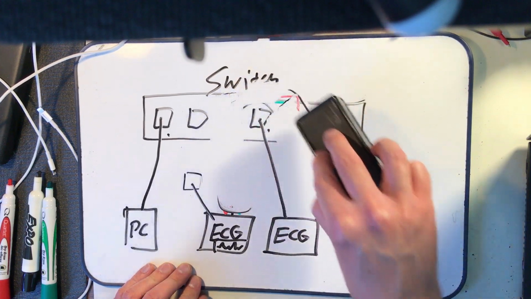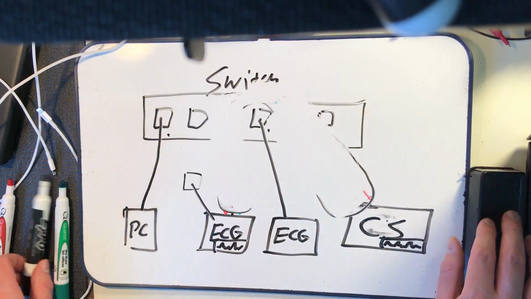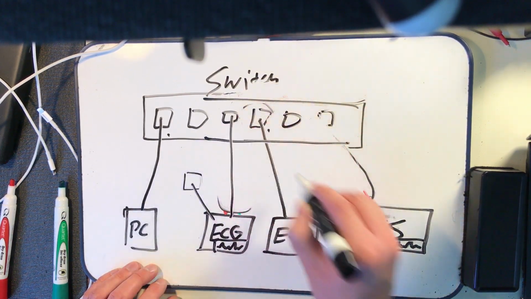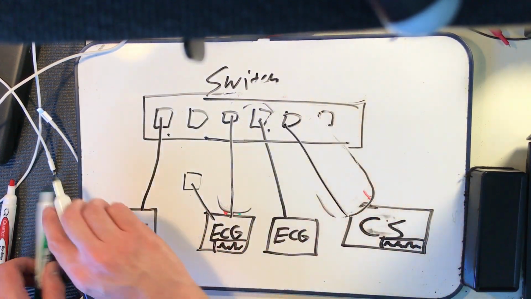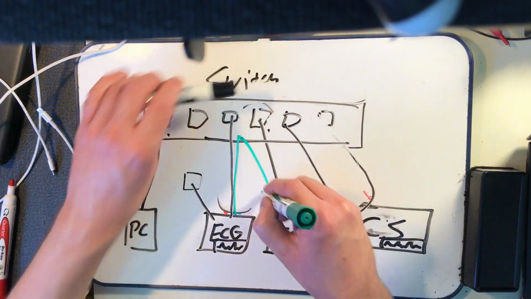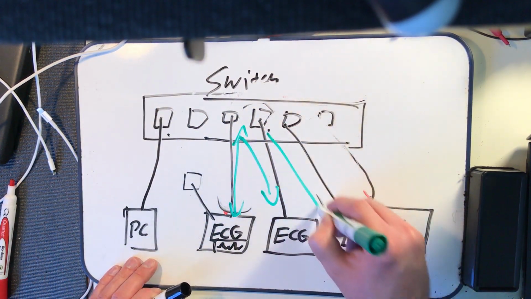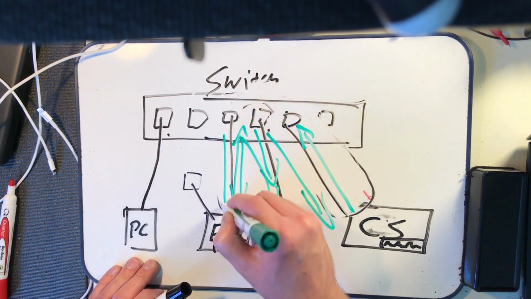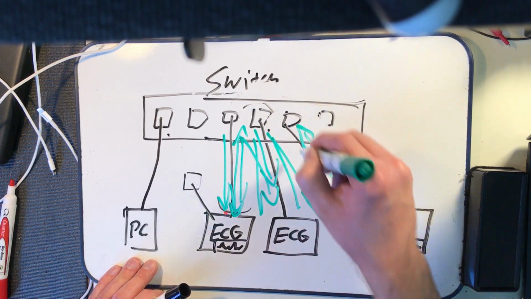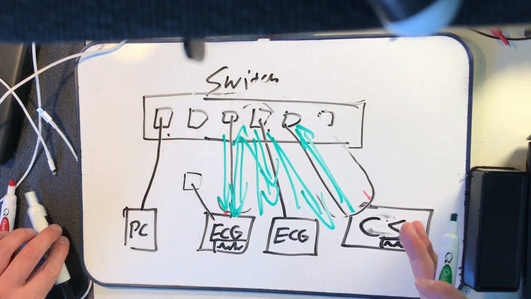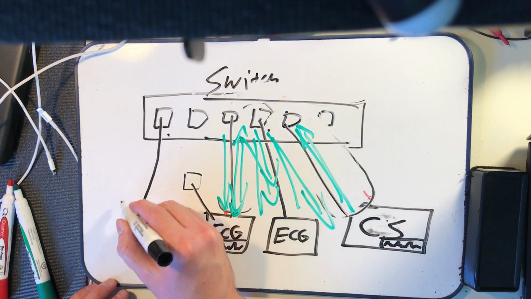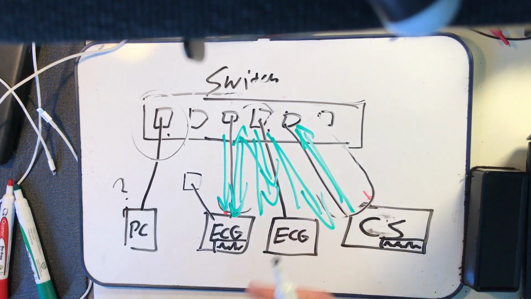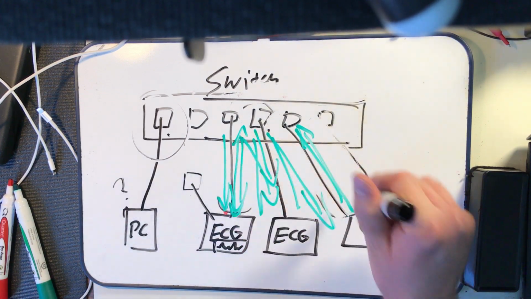So the same way would work with all the ECGs. These machines are all sending data to each other, sending it to the central station, it's sending stuff back, it's going back to the ECG. So there's all this traffic happening between these ECGs and the central station. But our computer over here has no idea what's going on. It doesn't see any of this. It has no clue about this traffic going on here.